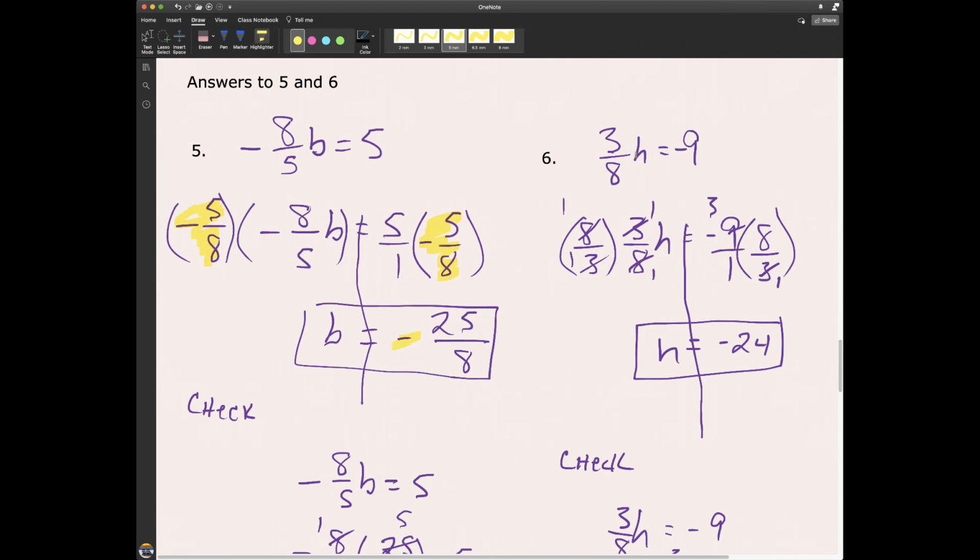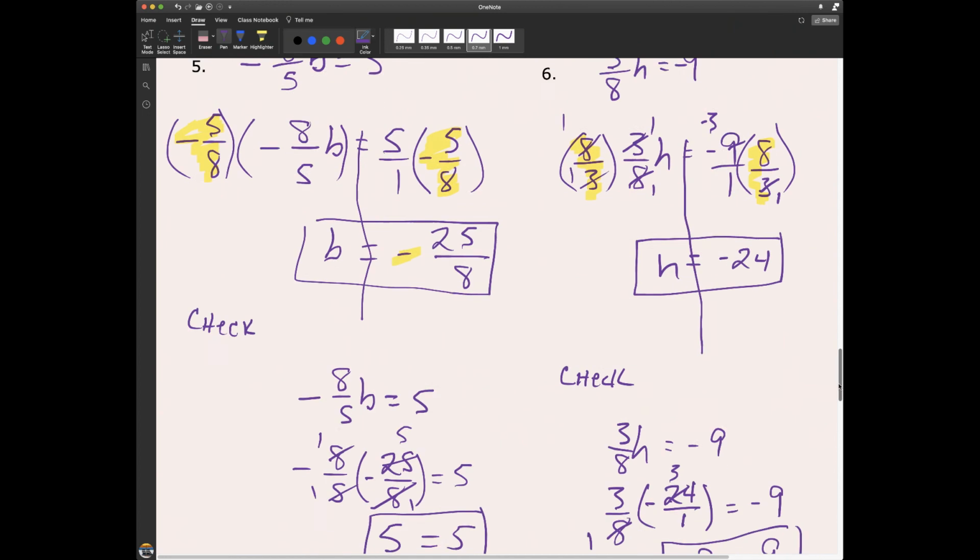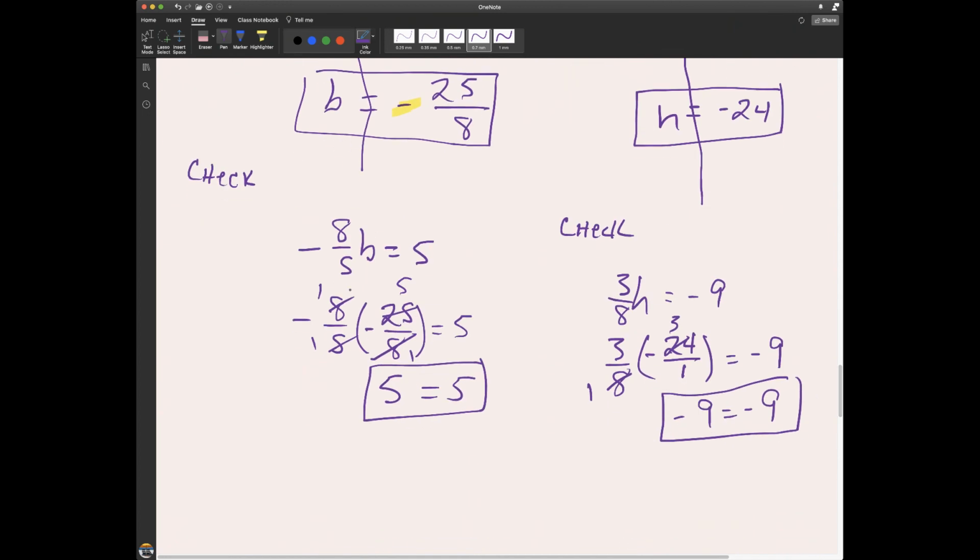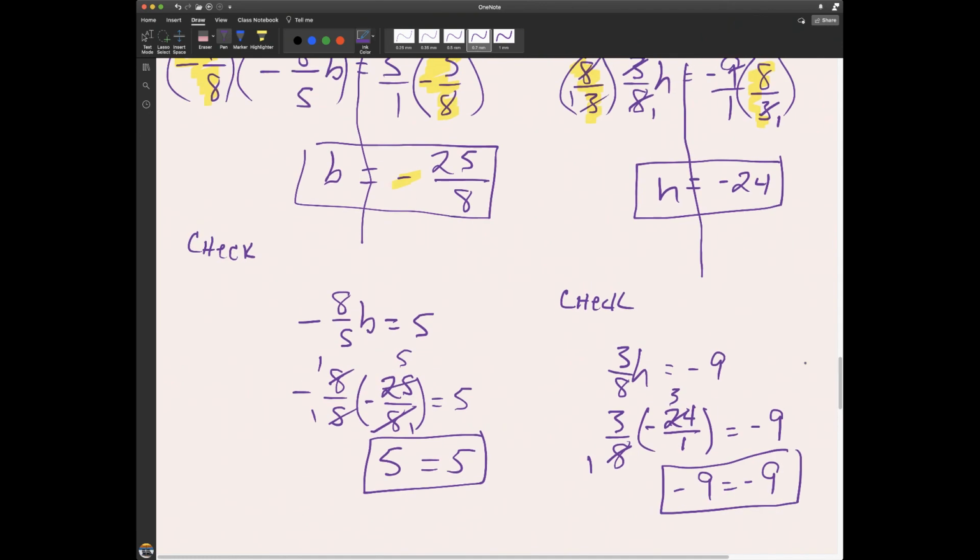For number 6, 3/8 times h, I multiply by the reciprocal on both sides. Here, there is some canceling, so that should be, cancel that out, -3. And I have -3 times 8, which is -24. And then I come down here and I check the answers to both of them, and you see that, yes, I did get the correct solutions or answers to these equations.